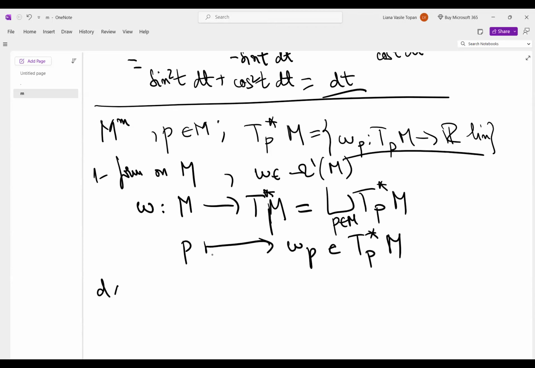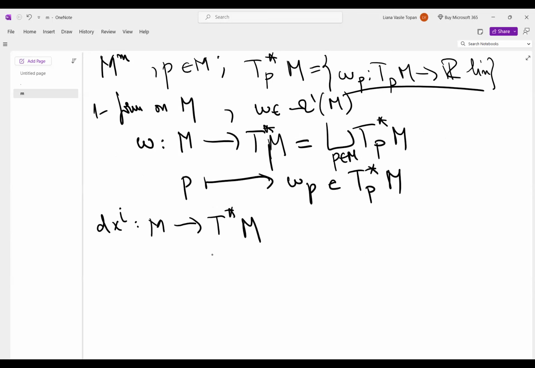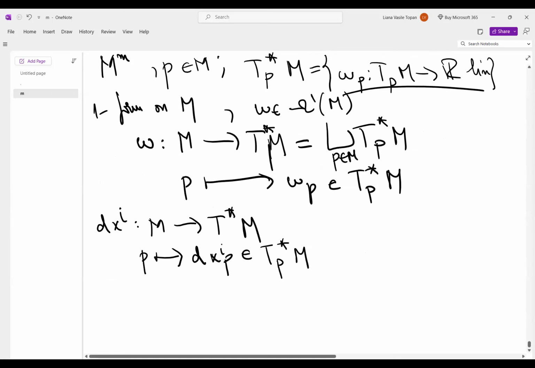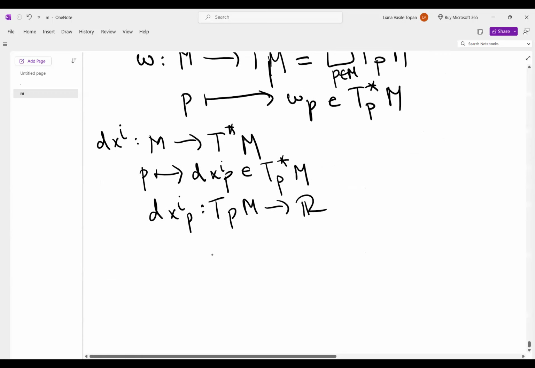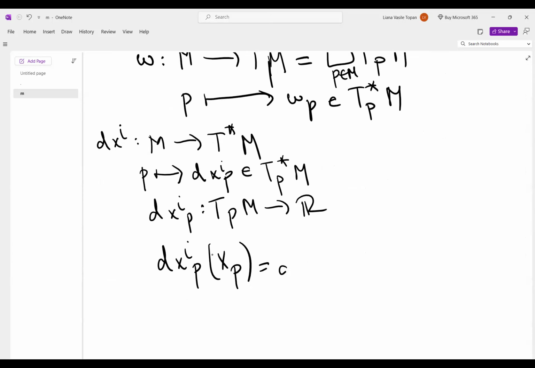Now let's look, for instance, at dxi that we keep talking about. If you see them as functions running like that, these are one forms where P is taken into dxi at P, and this will be a cotangent vector at P to M. So this differential of coordinate functions at P will run from TPM into R. So they will apply on a tangent vector, you see? So you have dxi at P on a tangent vector xp. So this will be what?